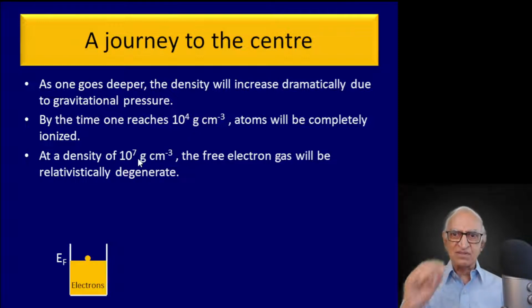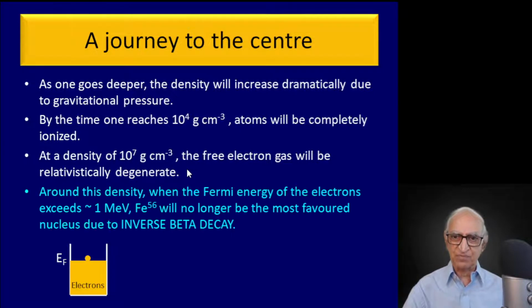As you go further down, at a density of 10 to the power 7 grams per cubic centimeter, 10 million grams per cubic centimeter, the free electron gas will not only be degenerate, it will be relativistic. Remember, the free electron gas is degenerate even in sodium or copper. So there is no question of electrons in the neutron star surface not being degenerate. What I am saying is, by the time you reach a density of 10 to the power 7 grams per cubic centimeter, the electrons will be relativistic, moving at speeds comparable to the speed of light.